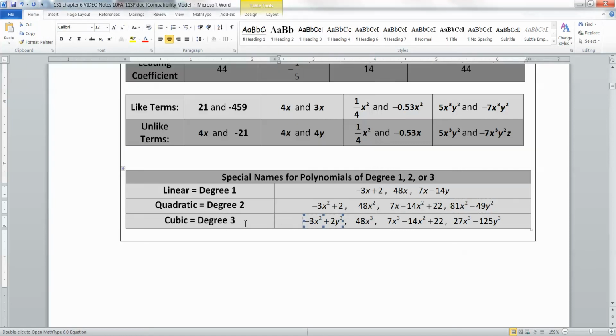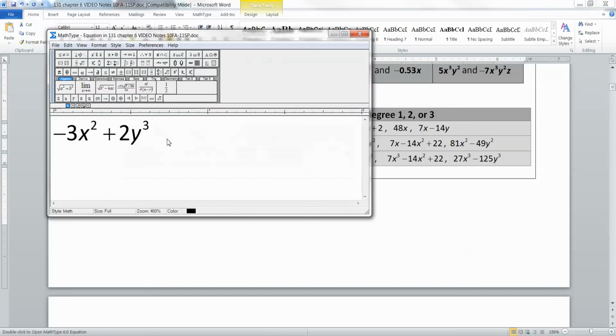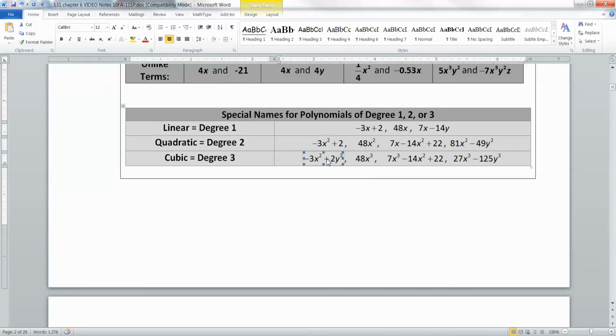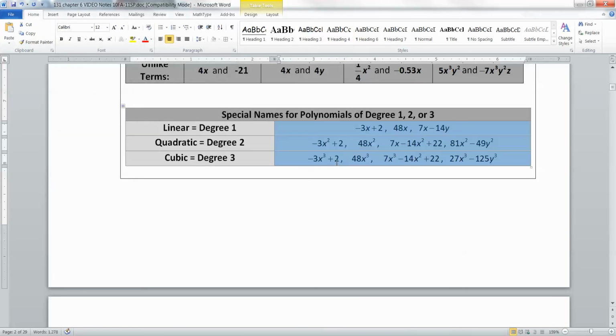All right, then we could have degree 3. Degree 3 would be when the highest degree is a 3. So like this one would be degree 3 because the highest degree out there is a cubed. I suppose I didn't have to quite do it that way. Here, I'll make it cubed here, just for the fun of it, so you can see. See? That way it's very similar to the other ones.